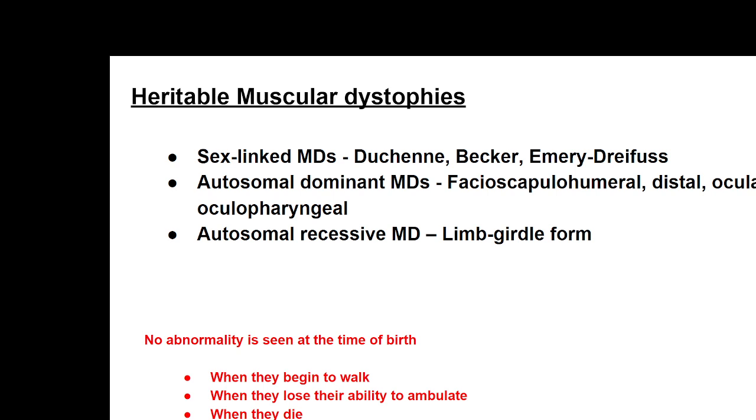Sex-linked muscular dystrophies are Duchenne's, Becker's or Emery-Dreifuss. Then autosomal dominant muscular dystrophies: facioscapulohumeral, distal, ocular, oculopharyngeal, and autosomal recessive, that's the limb girdle form. These are the three major categories of muscular dystrophies which we see. Among them, Duchenne is more commonly seen. Characteristically, in the heritable muscular dystrophies, no abnormality is seen at the time of birth, and the symptoms could be seen when the child begins to walk, or when they lose their ability to ambulate, or rarely a muscular dystrophy could be diagnosed when the child dies suddenly.